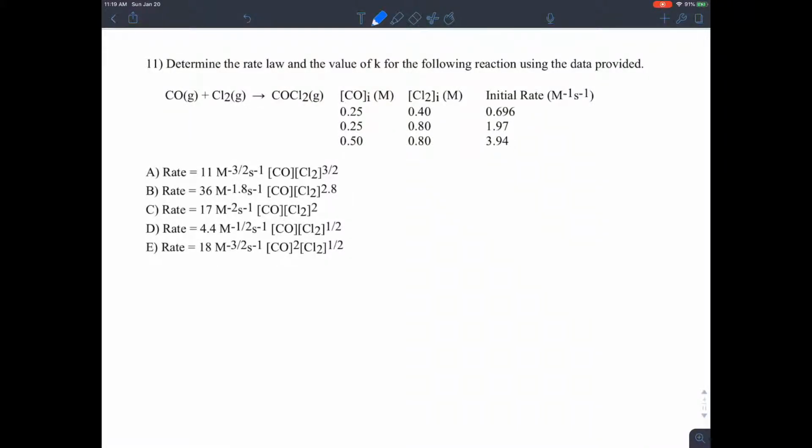This is the second video on determining the rate law of a reaction and the various orders of my reactants. So let's go over a multiple choice problem that's a little bit different than what you may have encountered. Let's take a look at the problem.